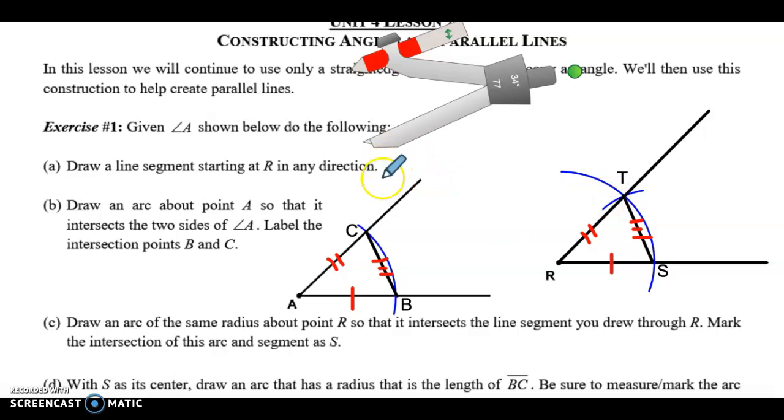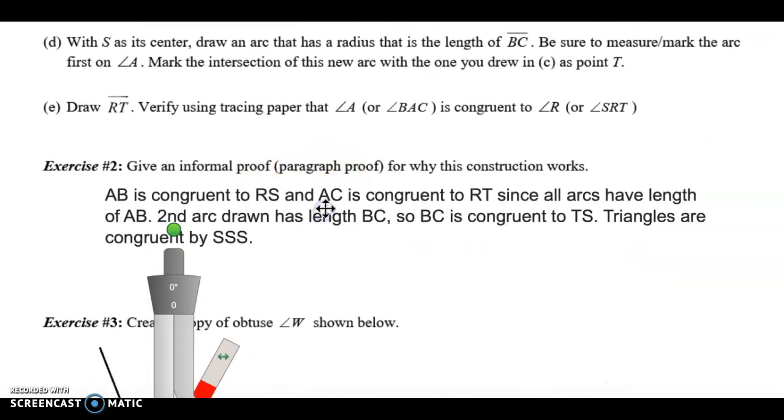So since these triangles are congruent by side, side, side, then angle A has to be congruent to angle R by CPCTC. So I just wrote a couple of sentences right here. AB is congruent to RS and AC is congruent to RT since all arcs have the same length of AB. And then that second arc drawn has a length of BC, so BC is congruent to TS. The triangles are congruent by side, side, side, and then the angles have to be congruent by CPCTC.